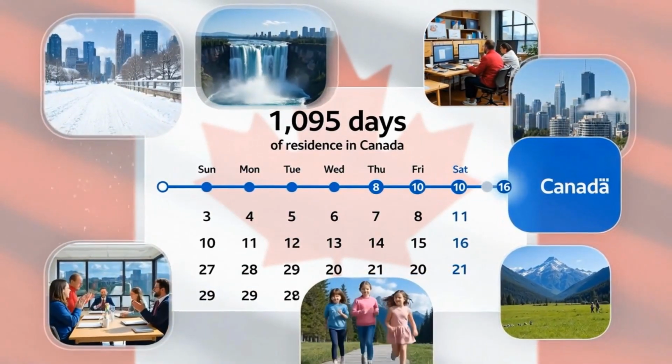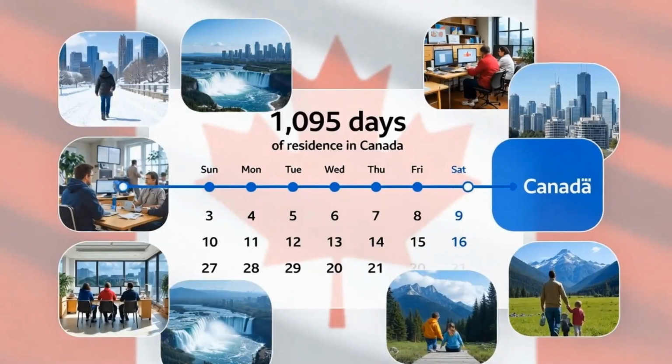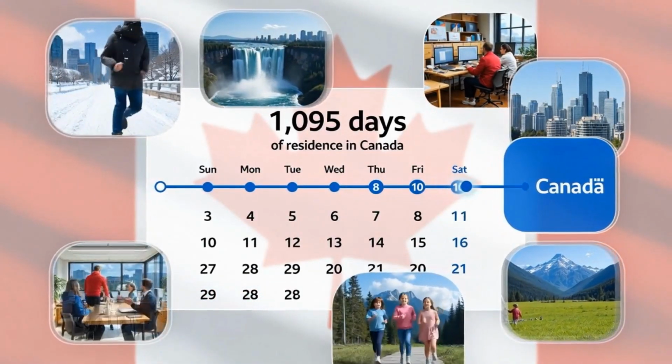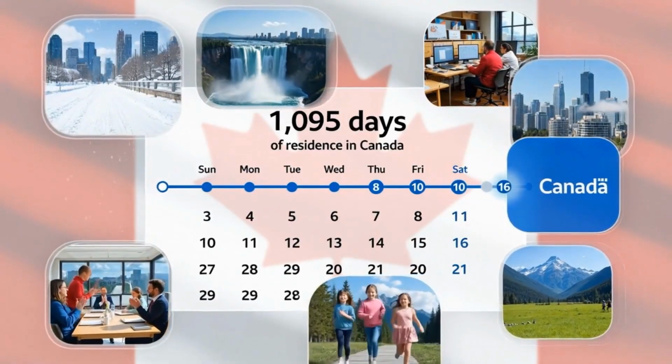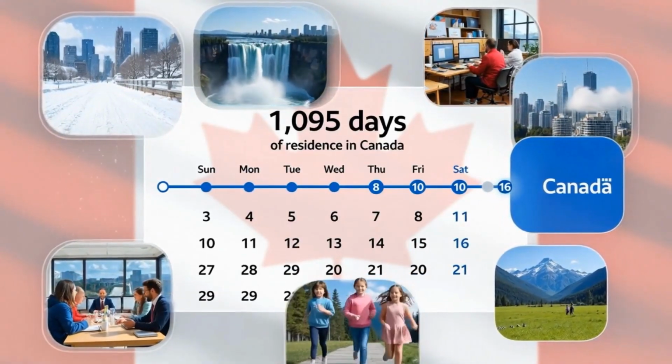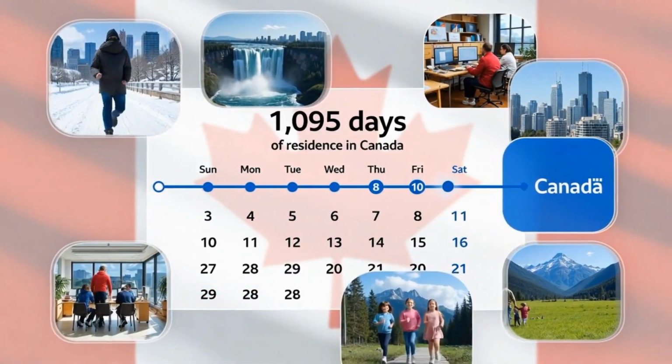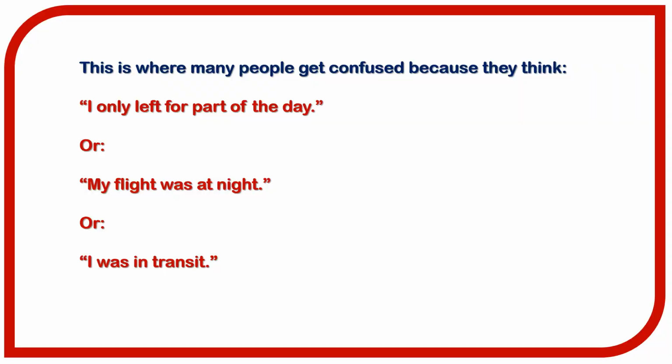Now, the next question is, what exactly counts as a day? A day counts when you are physically in Canada. If you are outside Canada, that day may become an absence, depending on your travel dates and circumstances. Also, in citizenship calculations, the focus is on calendar days and your actual location. This is where many people get confused because they think, I only left for part of the day, or my flight was at night, or I was in transit. The safest approach is to carefully follow your travel records and report absences accurately in the calculator.